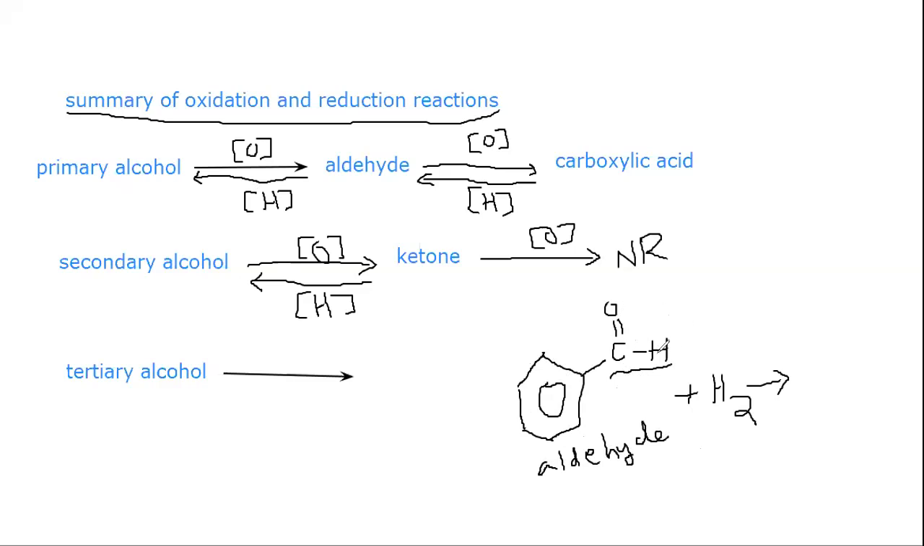I have an aldehyde and I'm adding hydrogen. So immediately you have to think, aldehyde on reduction will give you what? Primary alcohol. How can I make a primary alcohol out of this? Please look here. The benzene ring is going to stay a benzene ring.